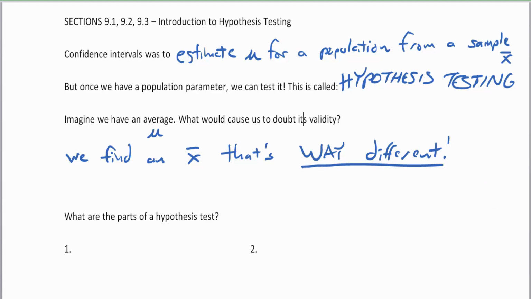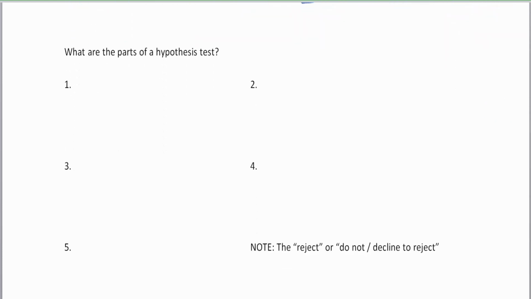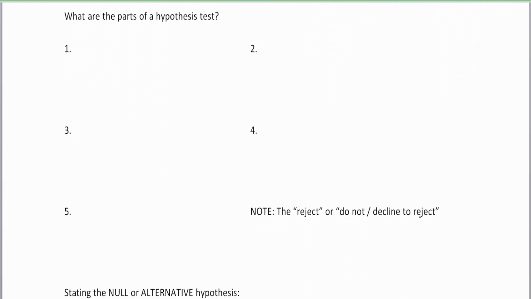So what are the parts of a hypothesis test? Now, we're going to be doing most of these parts, because the first part of a hypothesis test, officially, is to set up contrary hypotheses. Okay, set up contrary hypotheses. And you do this because you have somebody who's saying, well, I think the average is this, and then the contrary hypothesis is to say, well, I think it's this instead.